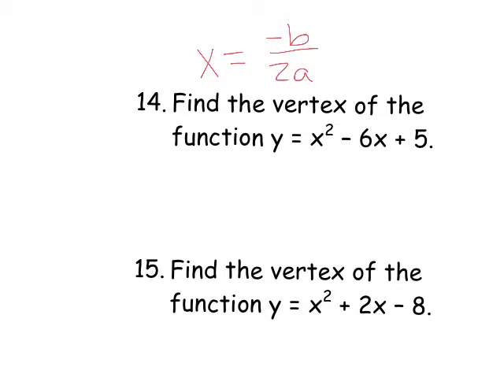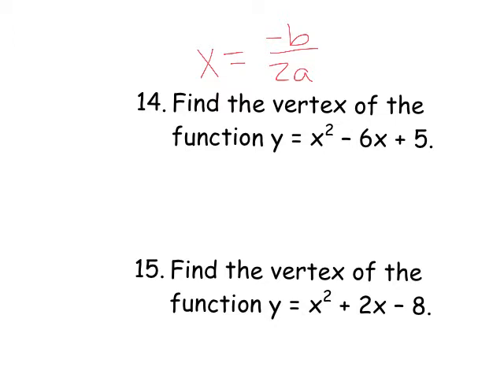A is always where? With the x squared. B is always where? With the x. Don't say first, second, third, because sometimes they might not be in order. Okay? A is always next to the x squared. B is always next to the x. So what is B here?